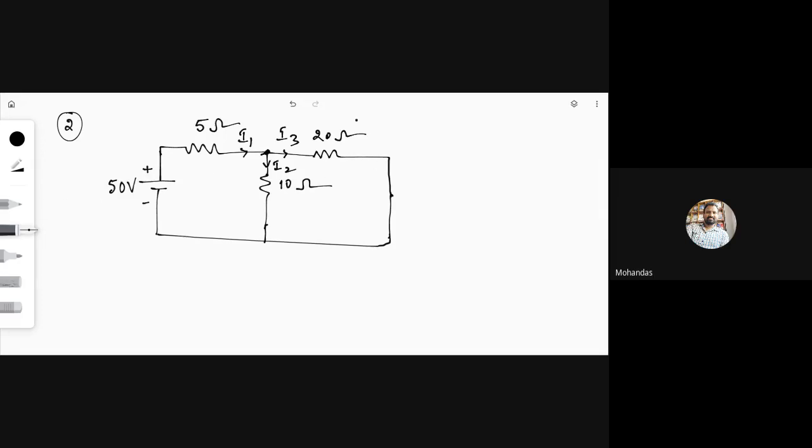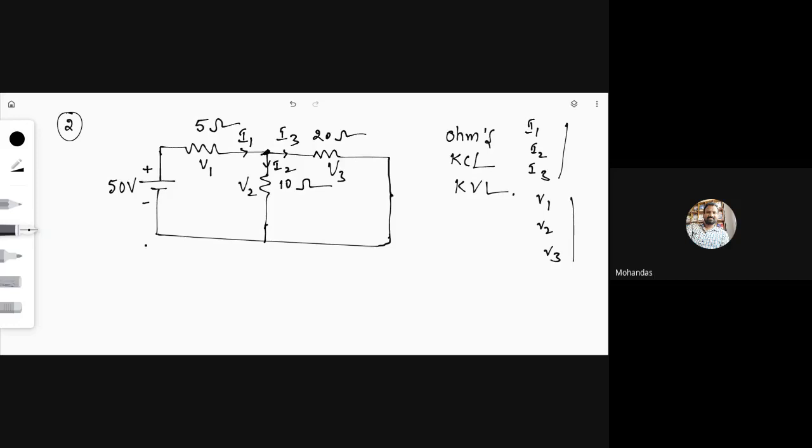So let us see how to solve this problem. Here we are going to use the 3 basic laws. One is Ohm's law, Kirchhoff current law and Kirchhoff voltage law. See here, this is a 50 volt source, and across each and every resistor there will be some voltage drop. Let us say this is V1, this is V2 and this is V3. In this problem we have to calculate I1, I2 and I3. Next, what are V1, V2 and V3 values in the following circuit.